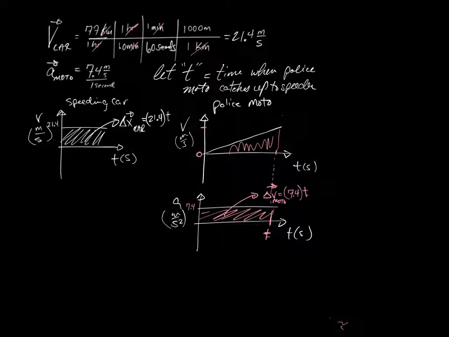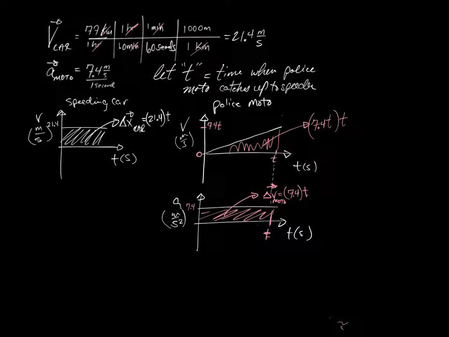Anyhow, for this problem it's a little bit simpler. So we have 7.4 t as our change in velocity, so that's the height of that triangle. So we've got 7.4 t. The base of the triangle is t, right?